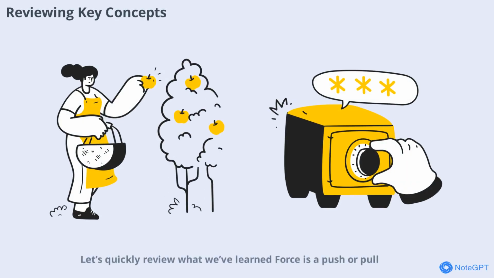Let's quickly review what we've learned. Force is a push or pull. Work is done when force moves an object. Power is the rate of doing work, and energy is the ability to do work. We've explored different forms of energy, the law of conservation, and practical applications in daily life. Mastering these concepts will help you excel in your ICSE exams and understand the world better.